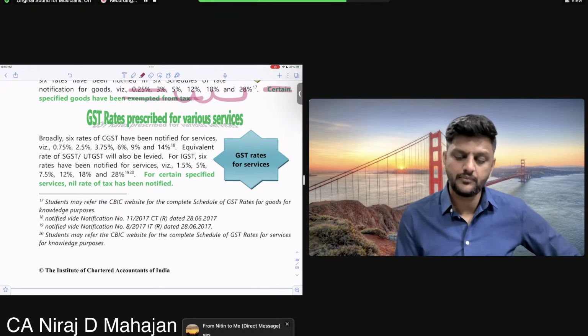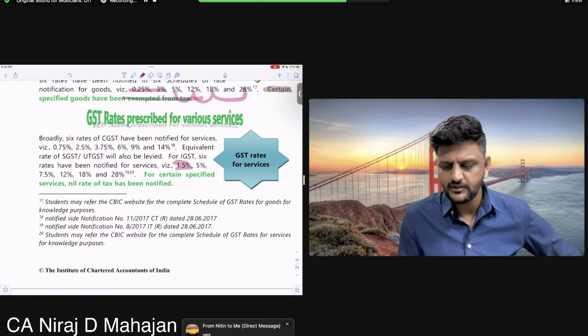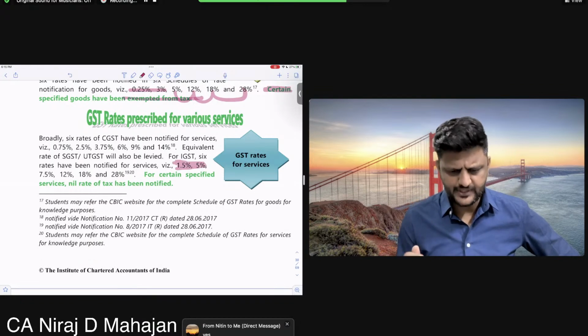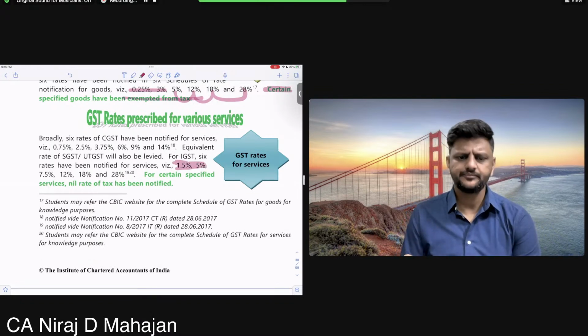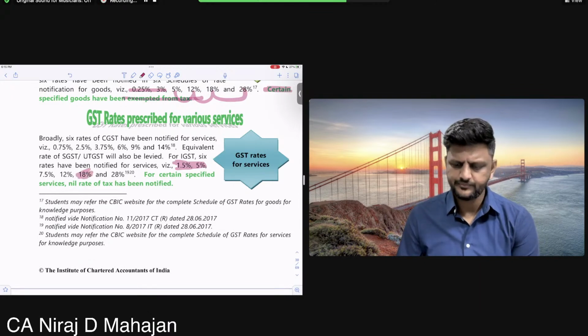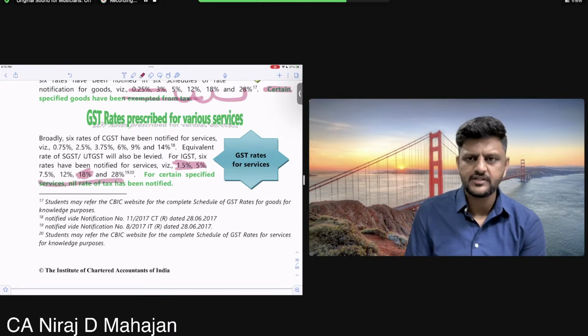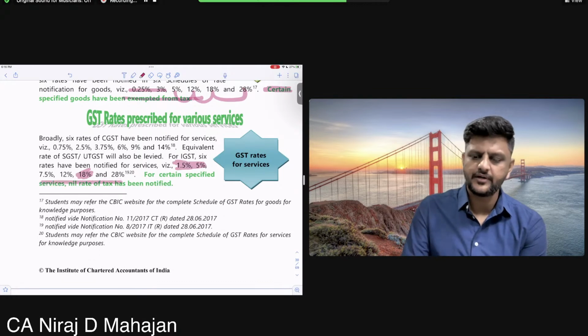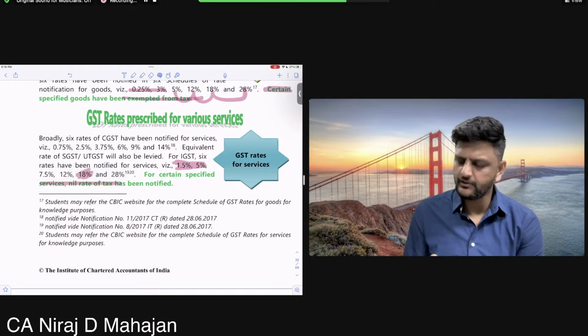Again, services, total 1.5%, 5%, 7.5% is there, 12, 18 and 28. Again, bachcho, common is what? 18%. Again, some services like medical, legal, we have seen in some cases, it was nil rate of tax. Fine, all of you.